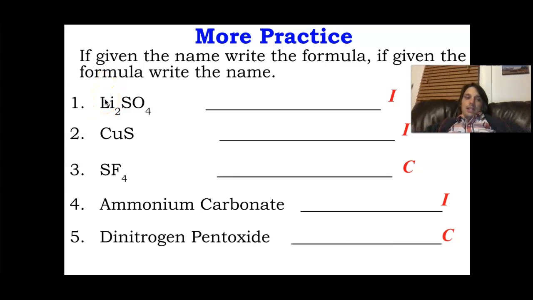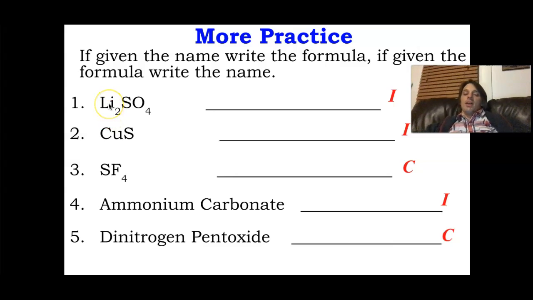Lithium sulfate. Because it's ionic, I need to ask, is the metal a transition metal? In this case, no. Therefore, I do not need Roman numerals, so I just name the metal lithium. Sulfate is a polyatomic ion, so I don't need to do anything to its name. I just name it lithium sulfate.